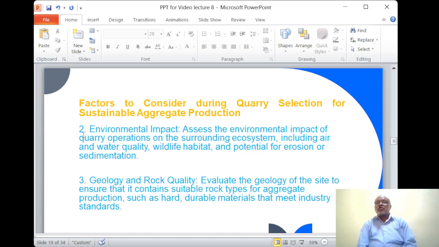Environmental impact is also a factor which affects the quarry selection. Assess the environmental impact of quarry operations on the surrounding ecosystem, including air and water quality, wildlife habitats, and potential for erosion or sedimentation. Geological and rock quality is also a factor. Evaluate the geology of the site to ensure that it contains suitable rock types for aggregate production, such as hard, durable materials that meet industry standards.